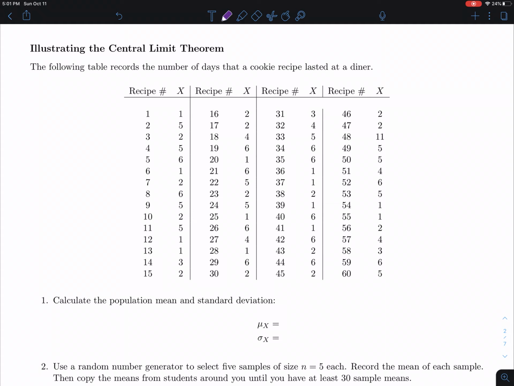So go through and calculate the population mean and the standard deviation of these. In this case, we're only worried about the things in orange. And you can throw it in the calculator if you want, and throw it in 1-Var Stats to calculate your data.